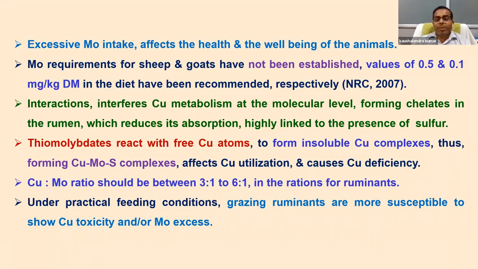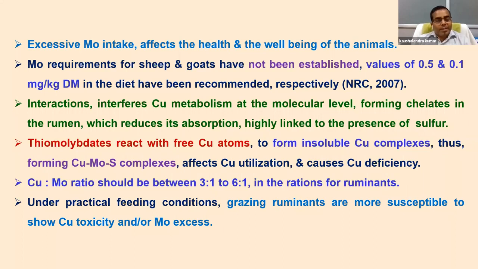The requirement of molybdenum in sheep and goat has not been firmly established, but the value should be 0.5 and 0.1 milligram per kg dry matter: 0.5 in case of sheep and 0.1 in case of goat in the diet, as per the recommendation of the NRC 2007.